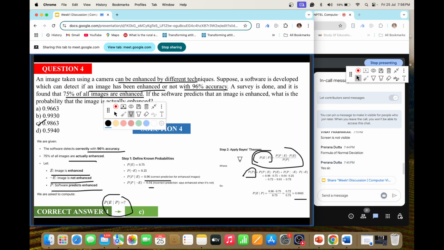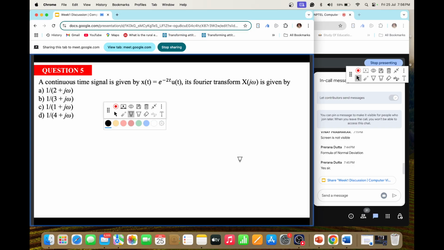So let's move on to the next question. A continuous time signal is given by x(t) = e^(-2t) u(t). Its Fourier transform X(jω) is given by. So this is the time domain and this is the frequency domain. We are doing the Fourier transform, so we are converting from the time domain to the frequency domain. This t is for time domain, jω is for frequency domain.